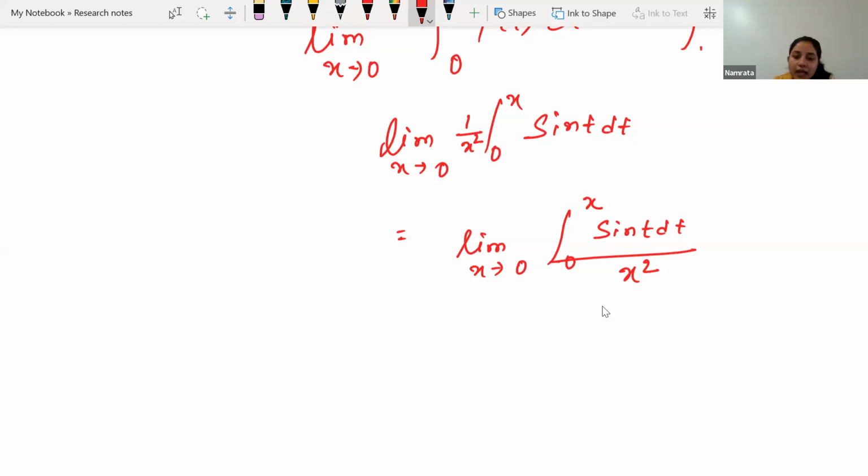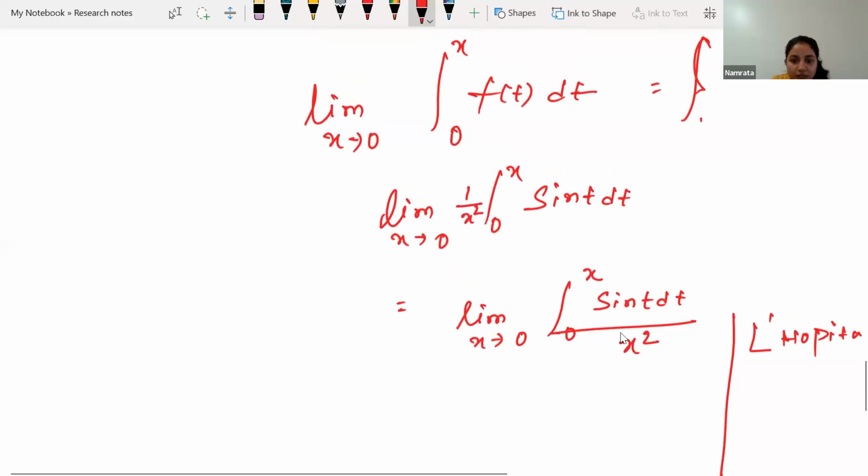Here we can apply L'Hopital's rule, which says that whenever we have such a limit where the denominator is 0, and I believe the numerator will also come out as 0, so we have 0 by 0 form. So we need to apply L'Hopital, which says that for doing such a limit, we have to take the derivative of the numerator and the derivative of the denominator.